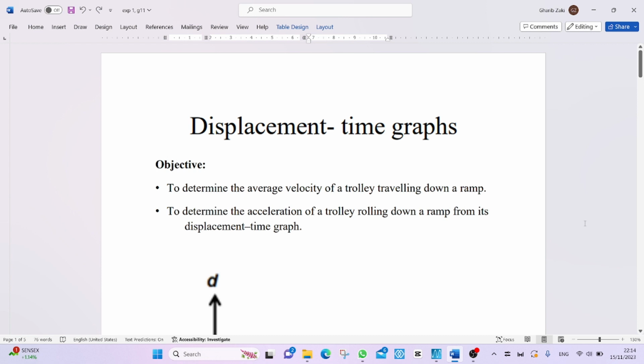Displacement time graph. Objectives: to determine the average velocity of a trolley traveling down a ramp, and to determine the acceleration of a trolley rolling down a ramp from its displacement time graph.